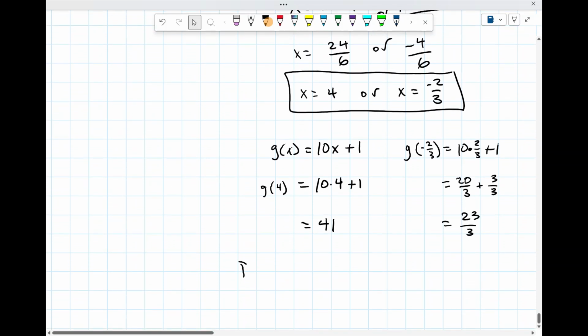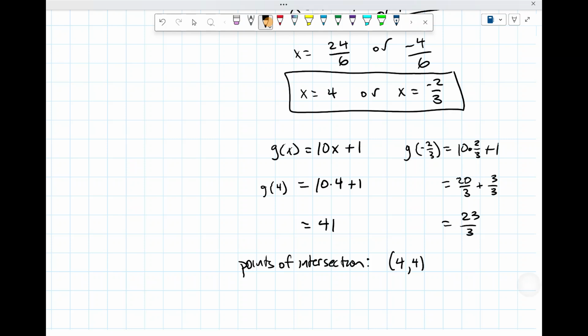So my points of intersection should be (4, 41), because when I plug in 4, my output is 41, and negative 2/3, 23/3, which will be about 7.6 if I'm not mistaken.